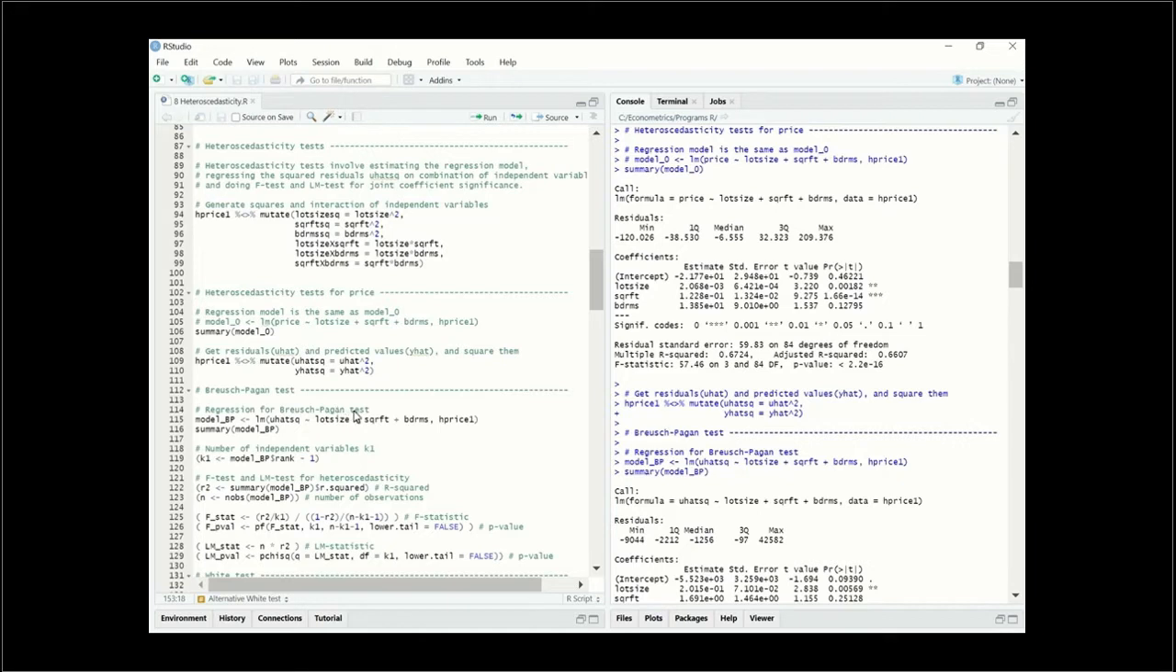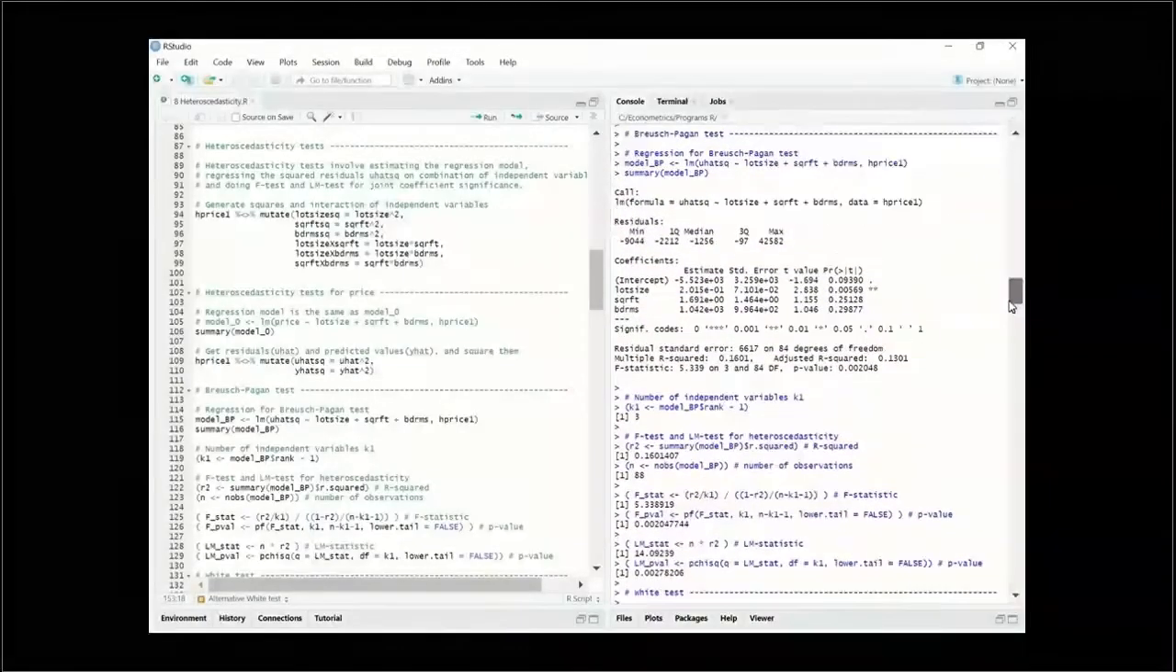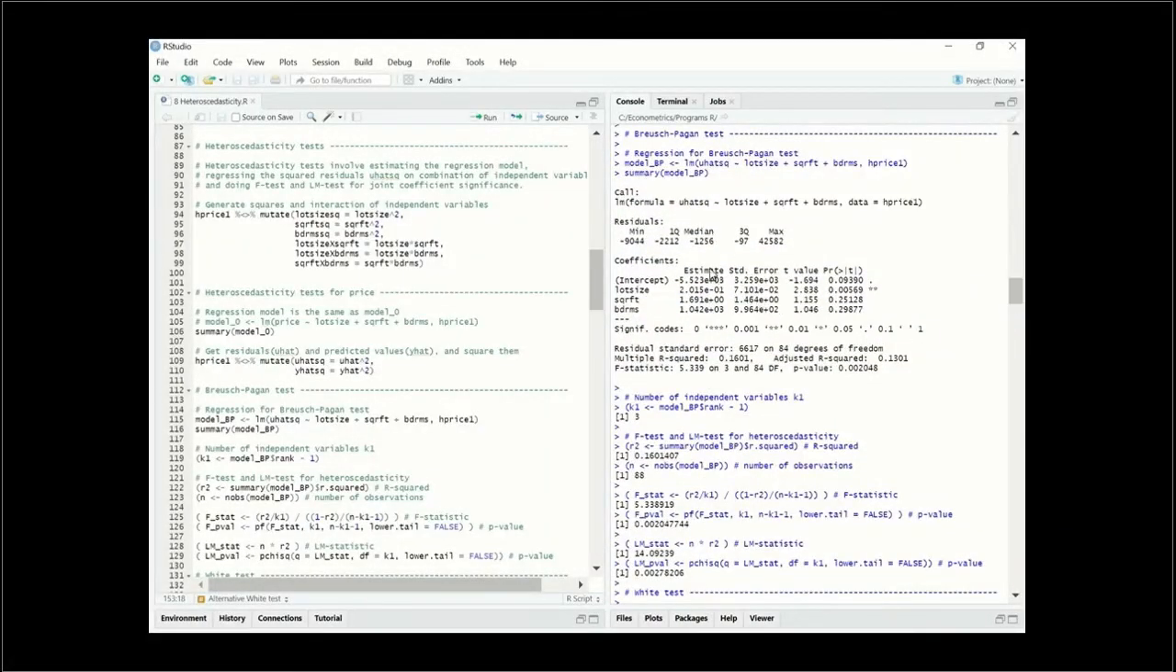So this is the regression for the Breusch-Pagan test. So we're going to be running a linear model of U hat squared on lot size, square footage, and number of bedrooms. And let's go ahead and summarize this regression output and just see the results here. So these are the coefficients here. So now notice that we don't have price here, which was the original dependent variable.